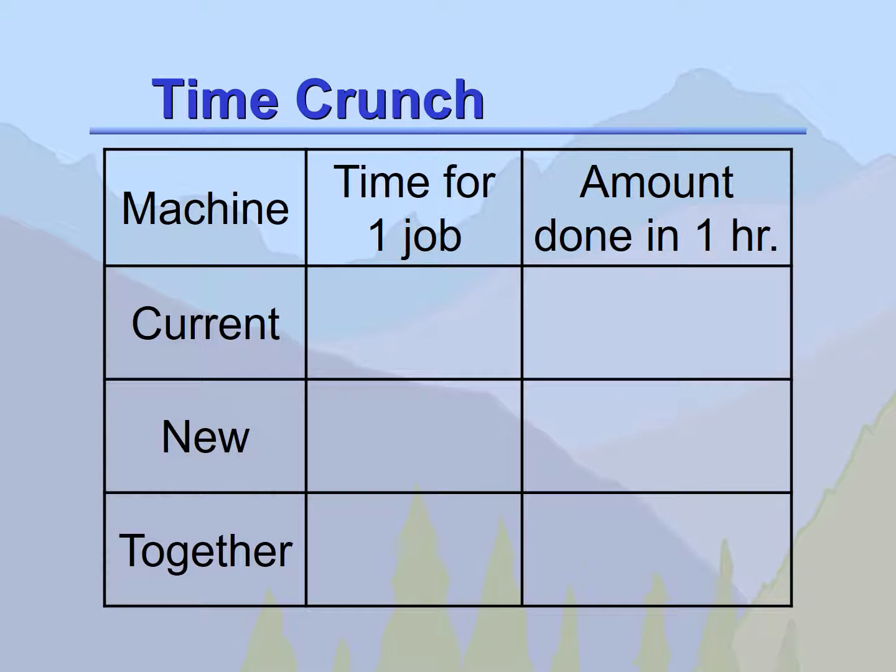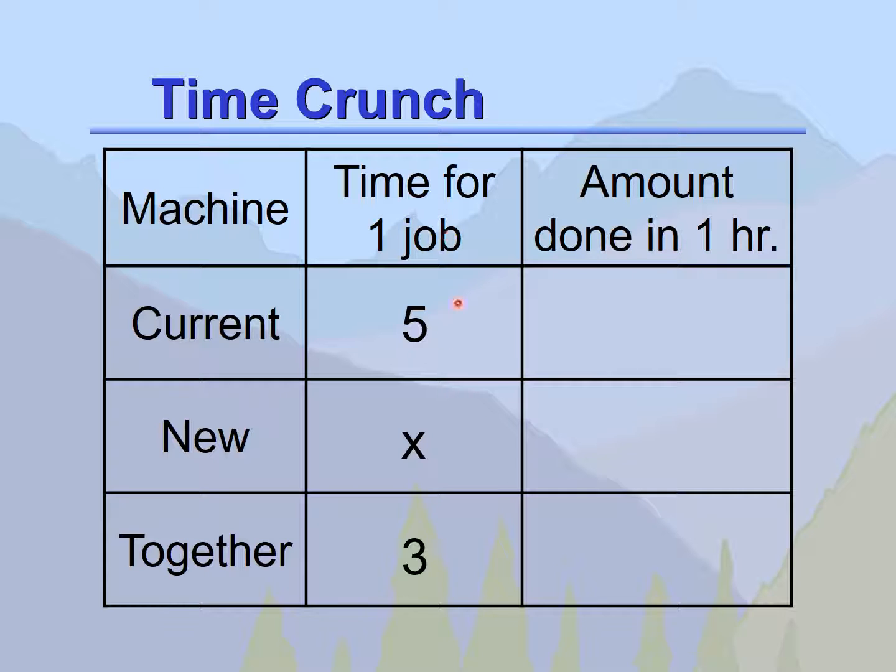So set up a table. So we have the current machine, the new machine, and then the machines working together. So the current machine, it takes 5 hours. The new machine, we don't know. We're trying to figure that out. And then together they have to get it done in 3 hours. So that's the second column.